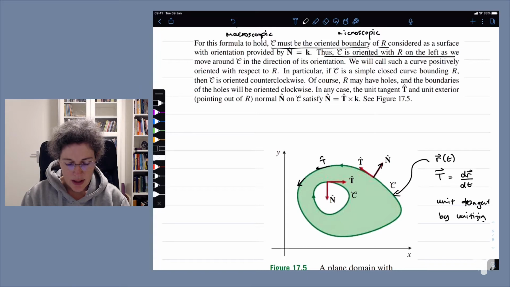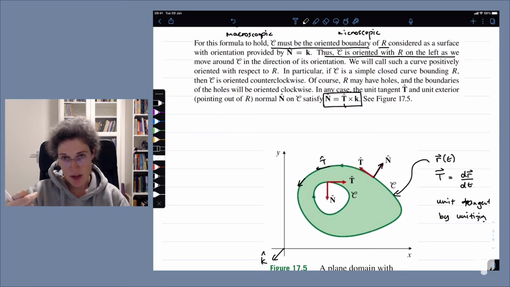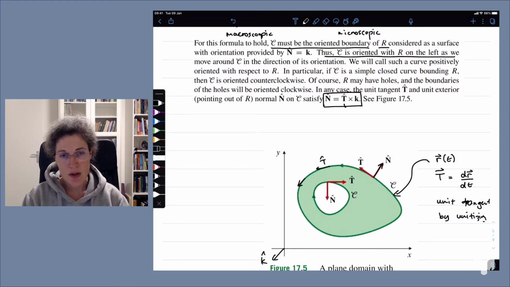Then what we end up with from the way that we've oriented everything is that if we take the tangent crossed with our k, where we're thinking of k as pointing out, so our z is pointing out this direction, that will equal our normal. So this is just to kind of talk about the orientation. Don't get too hung up on it.